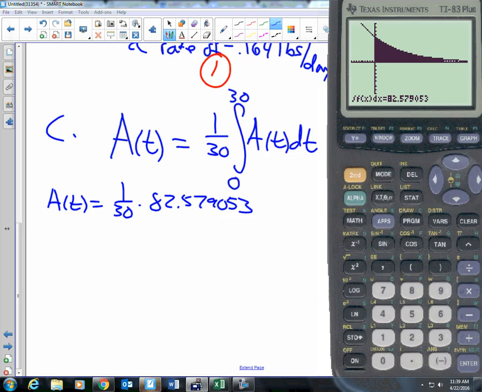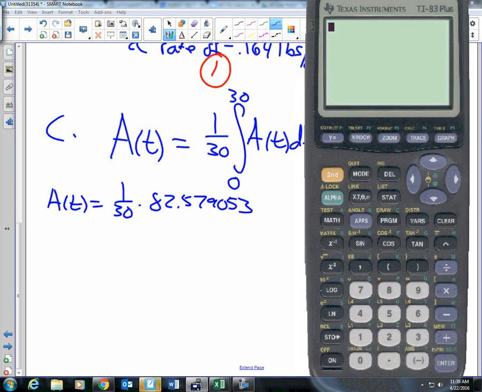82.579053. And so I got 82.5790, whoops, 53. And you can understand, I'm just carrying the decimals out so I can be as close as possible to that 3 decimal place. Divided by 30.